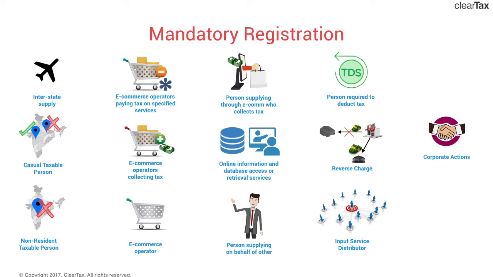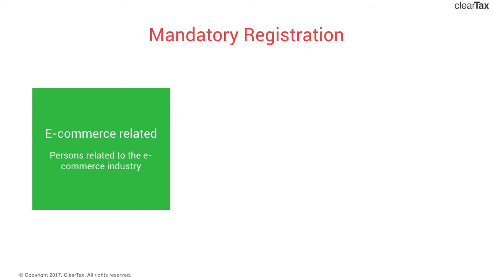Remember that the law does not specify any of these 3 categories. It is our own concept to simplify the topic. So what are these 3 categories? The first one, you can easily guess, is nothing but e-commerce related. Persons who are related to the e-commerce industry, either as operator or as supplier who supplies through an e-commerce operator.